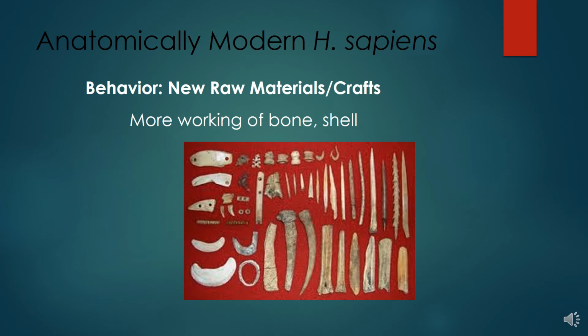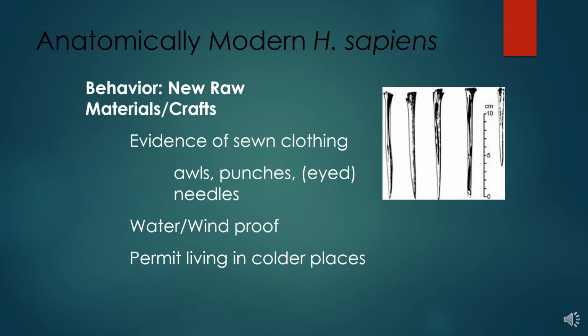An expanded material repertoire, working bone and shell, both for tools and also for adornment. We find evidence for sewn clothing, both from the tools that were used to make it, such as awls, punches, and needles. And the ability to create clothing really expands the environments that anatomically modern humans could live in.